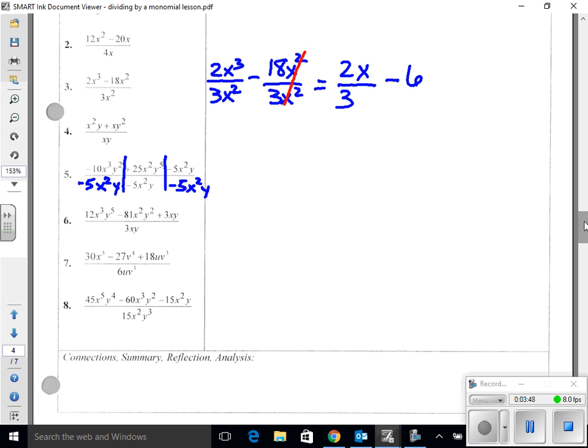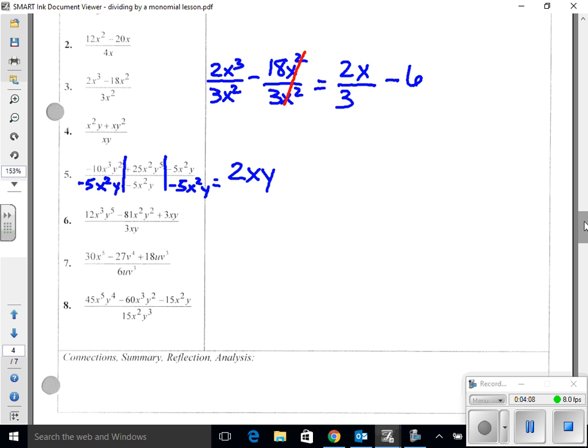All right, so let's take the first term. Negative 10 divided by negative 5 is going to give me a positive 2. I have x cubed over x squared, so that means I would end up with an x with that 2. And then I have y squared over y, which means I have a y. So nothing is on the bottom, but that's my first term in my answer.